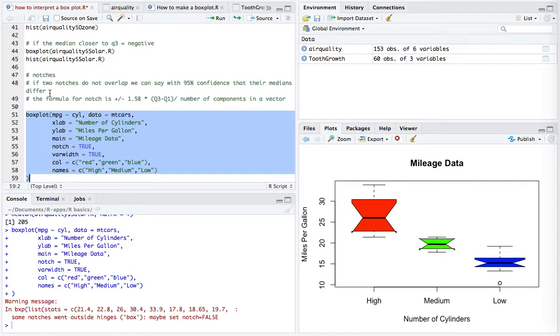But if we were to add notches to this, like we have, the presence of notches basically means that if there are no overlaps in the notches, there is strong evidence that the medians of the two box plots differ. That's what notches tell us.